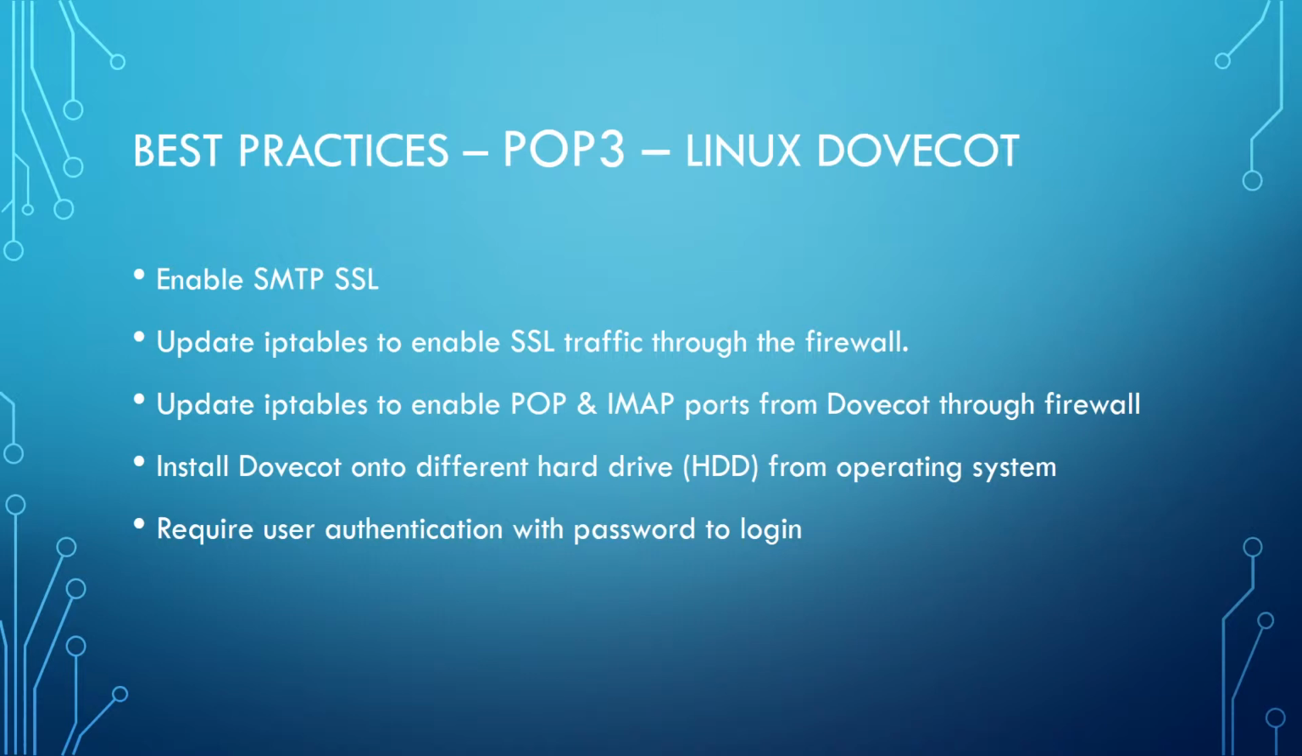And it's also for processing time and CPU resources. The operating system is going to require some of these, and you don't want it to have to compete for the same amount of resources, CPU and memory. If it's on a different hard drive, you can give it different priorities and access levels. You also want to require user authentication with password to log in to the POP3 system.